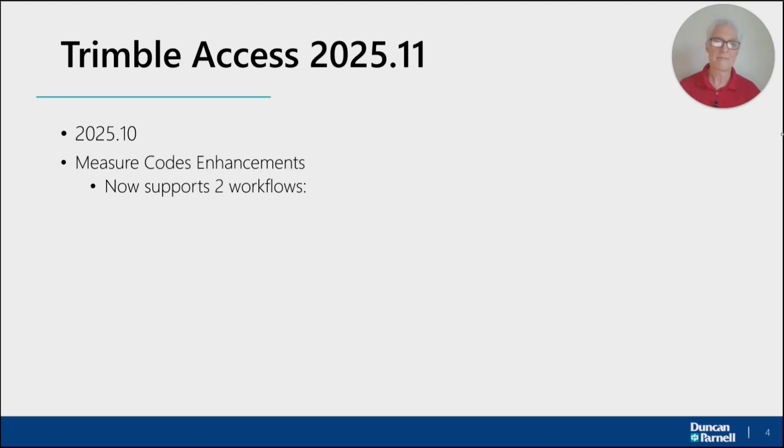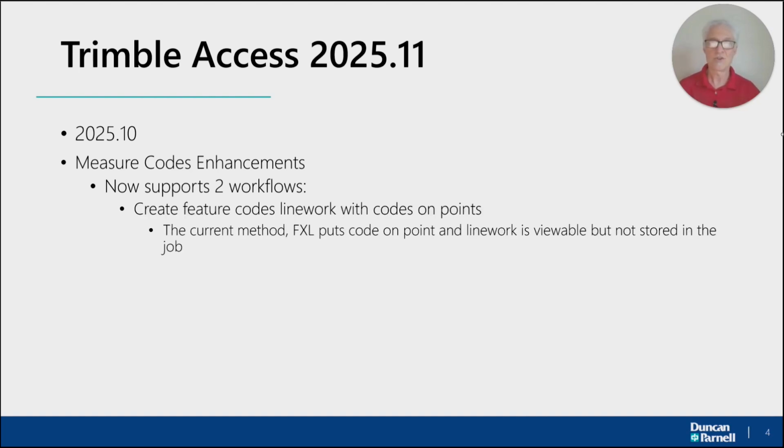Then also there's been a couple of enhancements that people have been asking for a long time as far as line work goes in Access. This is under measure codes. It now supports two different workflows. The first one is the way we've always been doing it, where we create a feature library in FXL that has codes in it that define lines, right? So maybe I've got a CL for center line for the center line of a road, and it's going to draw a line on the screen, or EP or BC, edge of pavement, back of curb. Those are my codes that are going to be on the points that actually draw the lines on the screen.